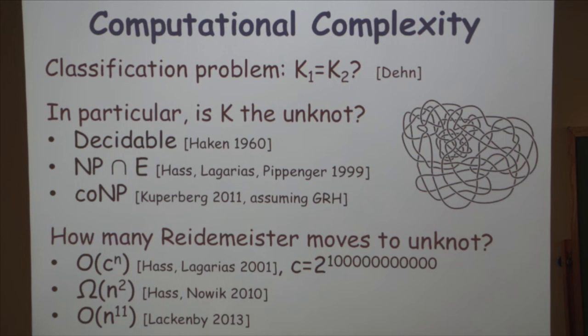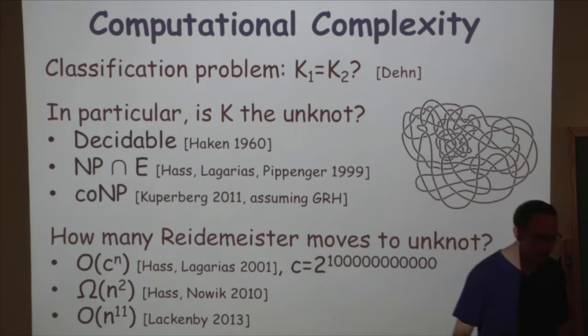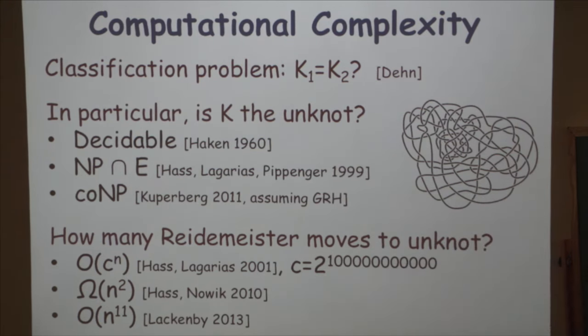Another proof it's in NP. Yeah. Also. Yeah, okay. And so all these results are for the unknotting problem. We still have this wider classification problem, and much less is known in general about that problem.